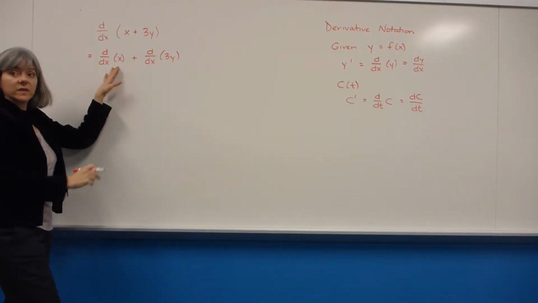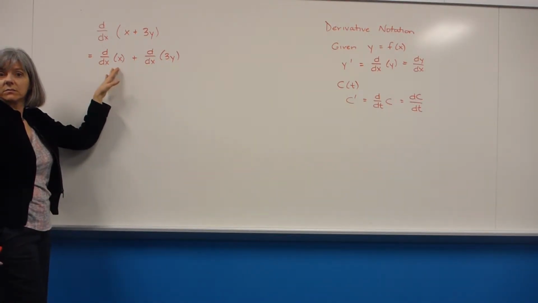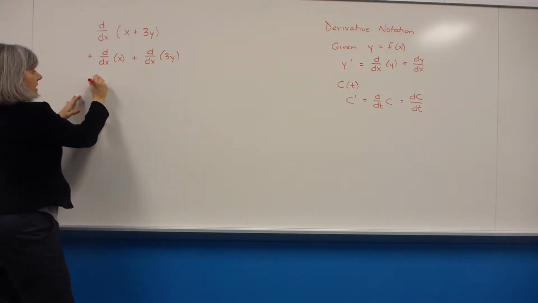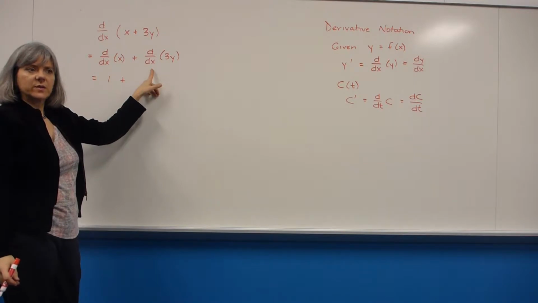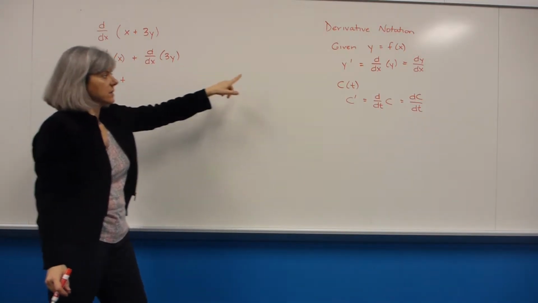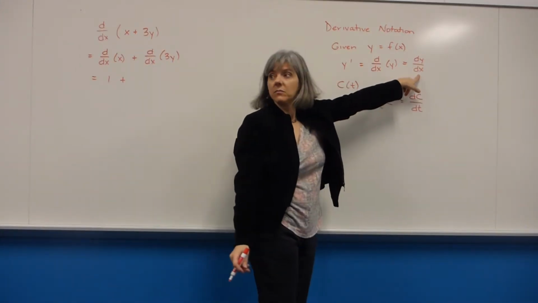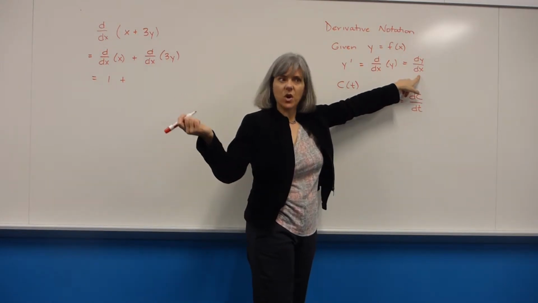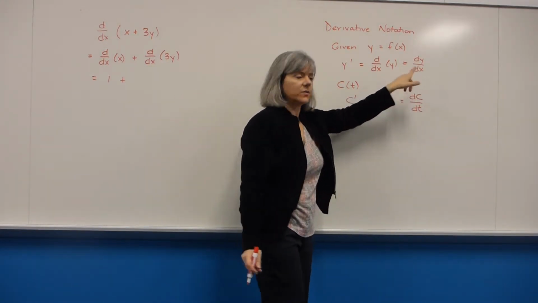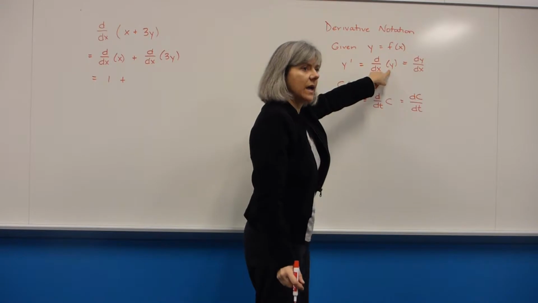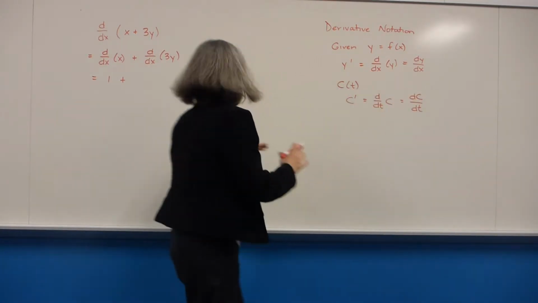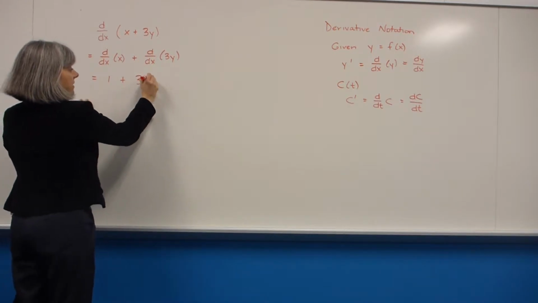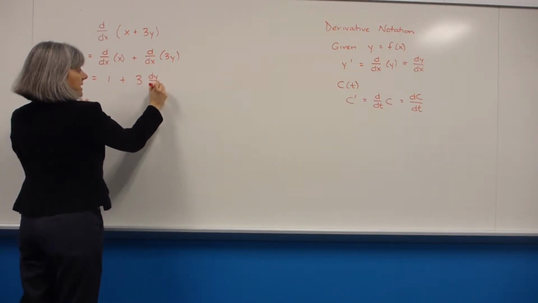Okay, what's the derivative with respect to x of x? 1, right? We know how to do that. That's just 1. That's easy. What's the derivative with respect to x of y? Can we do that? Yes and no. No, but it's dy dx, right? When we say derivative of y, we write dy dx. That's what we write. So here, this will just be 3 times dy dx.